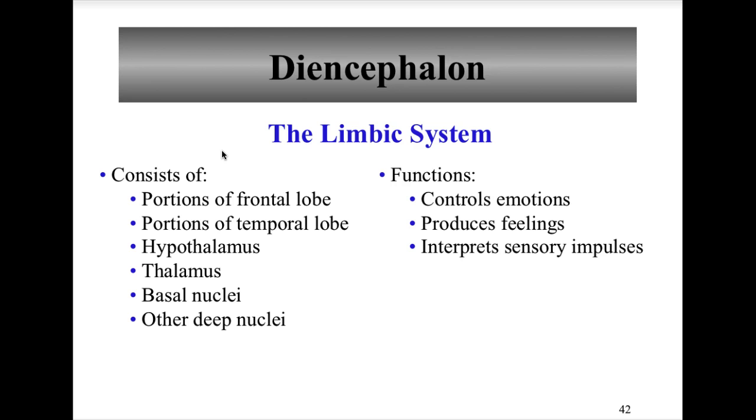In the diencephalon, you also have the limbic system. The limbic system is involved in emotional response. It consists of portions of the frontal lobe and portions of the temporal lobe, and it includes the basal nuclei and the deep nuclei as well. It controls emotional experience and expression.